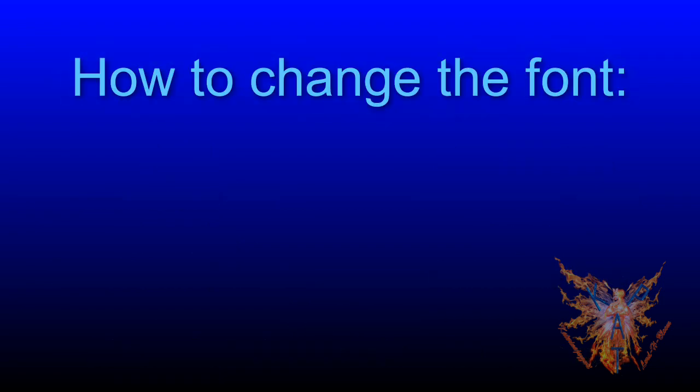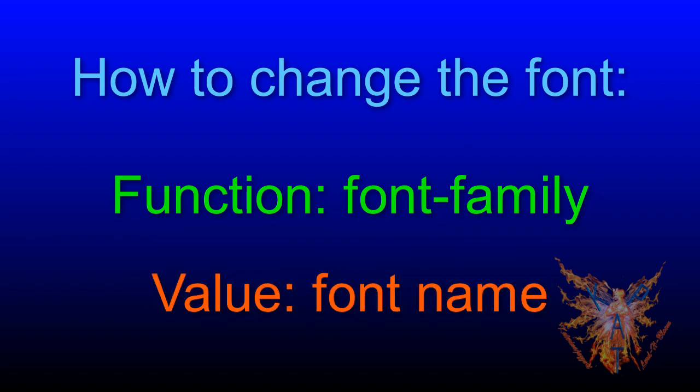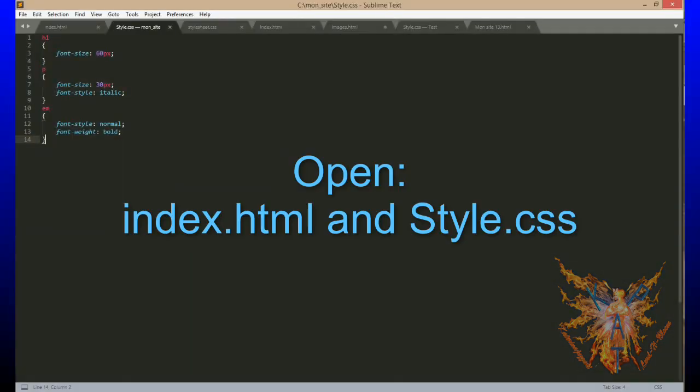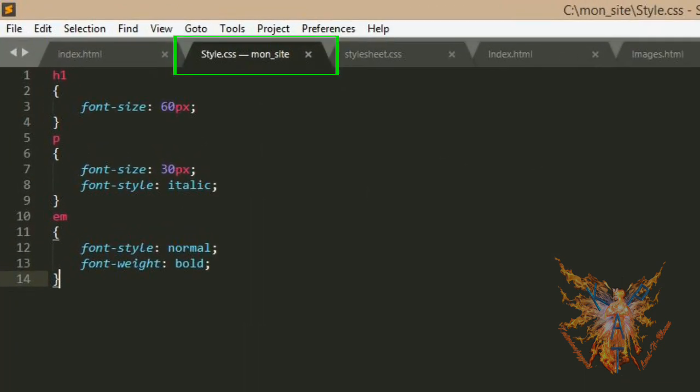Alright, so let's see how we can set the font for an element on our site. We're going to change the font of our main title, and we're going to put it in Arial Black. To do this, we are going to use the property font-family, which will have as its value the name of the desired font. So let's open our index and style pages in our editor. And let's go into the CSS code.